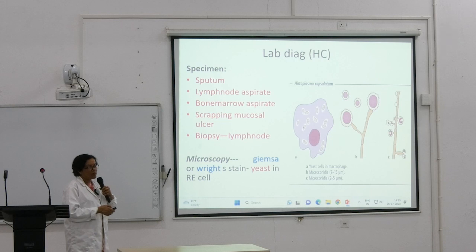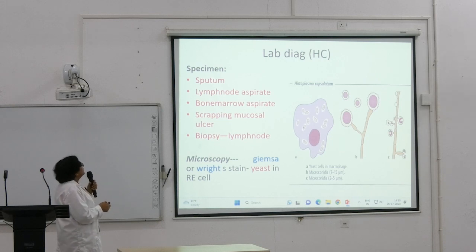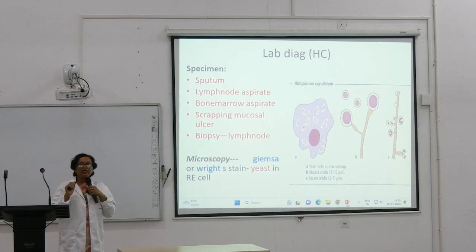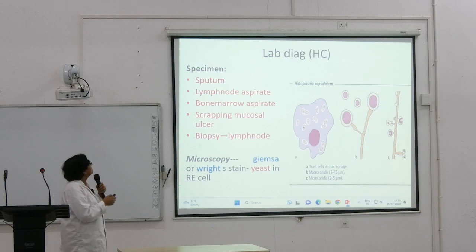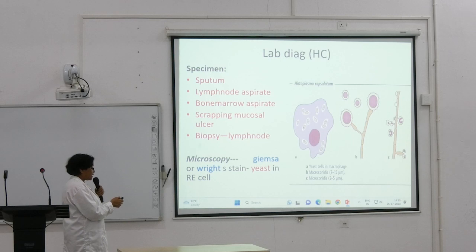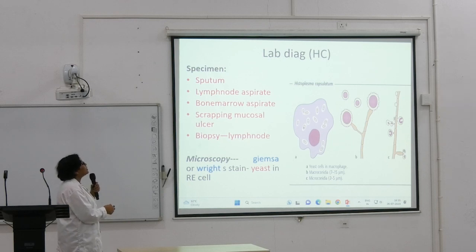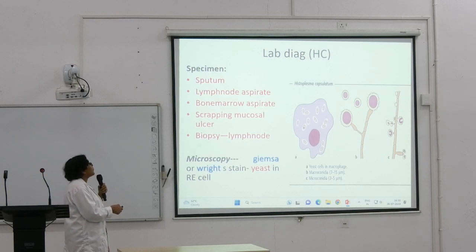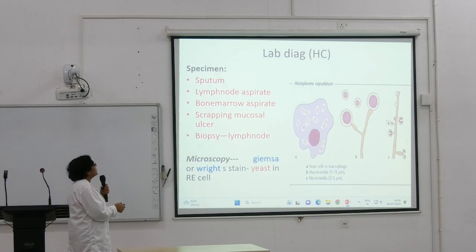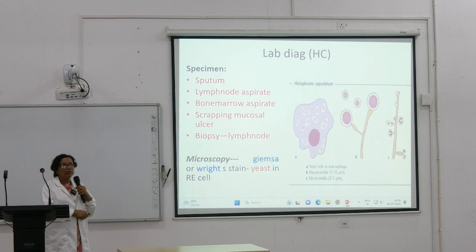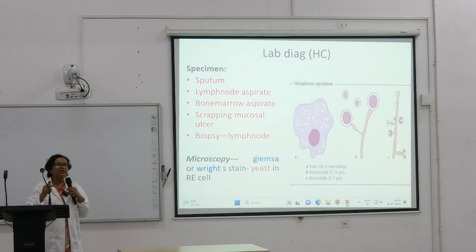Lab diagnosis of histoplasmosis. Specimen, if there is lung infection, you have to take the sputum. As lymph node is involved, so you have to take the lymph node aspirate. Bone marrow is also taken, as it is the disease of RE system. Scraping from the mucosal ulcer, biopsy from lymph node. Those organs are involved, we have to take specimen from these organs.